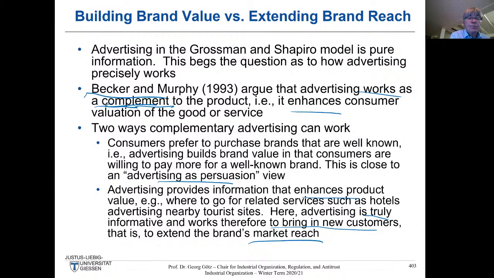Consumers prefer to purchase brands that are well known. Advertising builds brand value in that respect. I think Bagwell, in his survey article, writes that consumers may value social prestige. So you know, oh, this is a Rolex, and this is worn by Sean Connery and important politicians. I think President Biden also wears a Rolex, but I guess he isn't paid for that, but at least Sean Connery was paid for that. And so here it would be about the brand value you build.